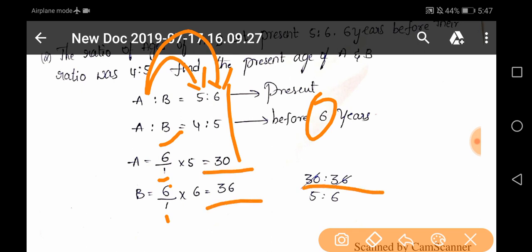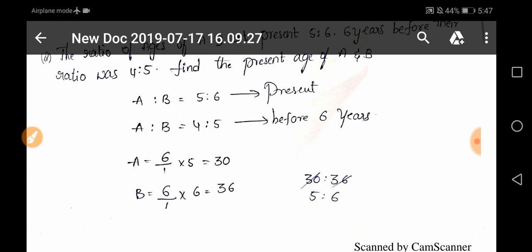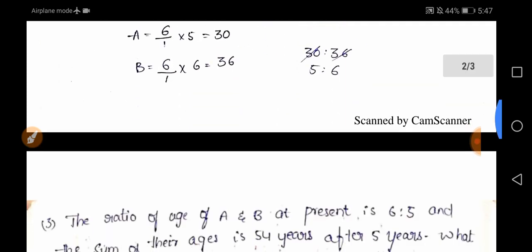If you just want to confirm it, 30 is to 36, like 6 5s are 30 and 6 6s are 36, so 5 is to 6. The ratio is the same. So this is the right answer. So the general method takes time. So please do it in this method, then do 4 to 5 problems, then you'll be very clear with this method.